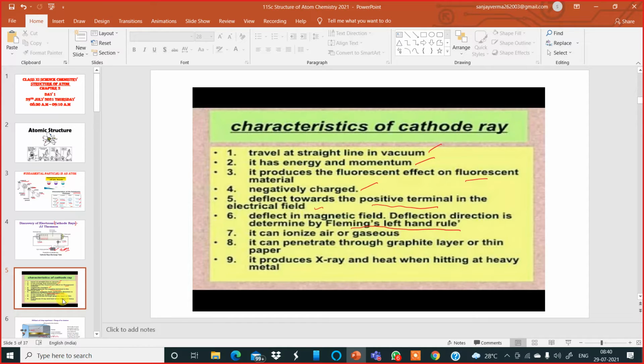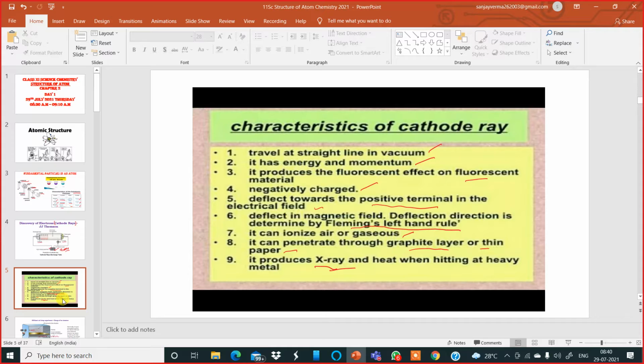Cathode rays can ionize air or gases. They can penetrate through a graphite layer or thin paper also. Cathode rays produce X-rays and heat when heating a heavy metal. Talking about heavy metals like uranium and polonium, all those heavy metals. So if they heat a heavy metal, then they produce X-rays, which are also called Roentgen rays.